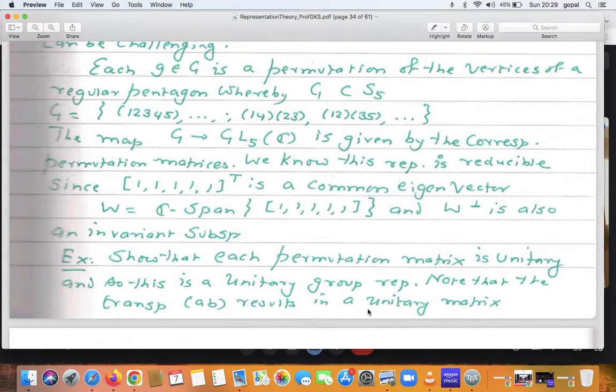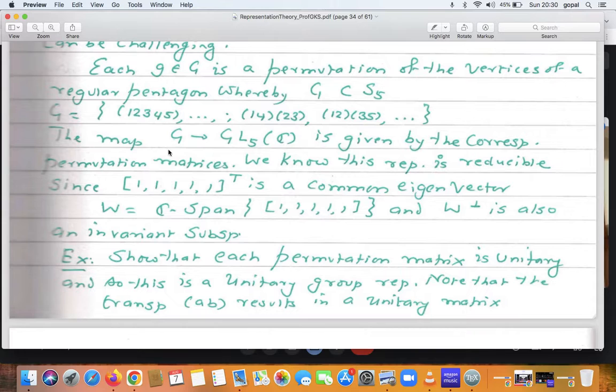Let us see how to do it. Each element of the group is a permutation of the vertices of a regular pentagon. The group can be written as 5-cycles, a 5-cycle (1, 2, 3, 4, 5), rotation through angle 2 pi by 5, and its iterates. And in the others, one vertex gets fixed, and pairs of other vertices get flipped. So you can look at the corresponding permutation matrices. That is, simply take the standard representation of S5 and restrict it to G.